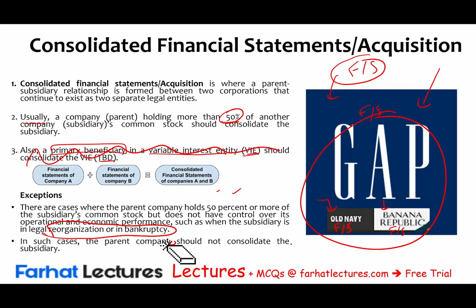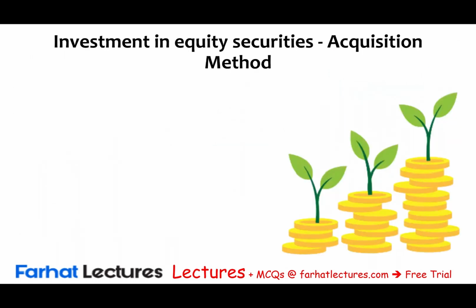And the reason I mentioned this is, what if you saw this question on the CPA exam? Under what circumstances do you not have to consolidate? Well, if the subsidiary is in legal reorganization or bankruptcy, then you're out. You don't control it. Now let's take a look at investments in equity securities.